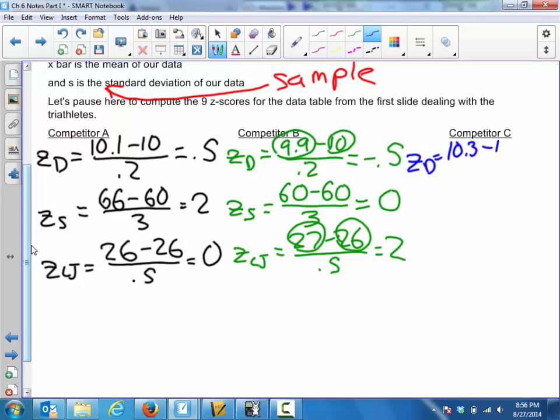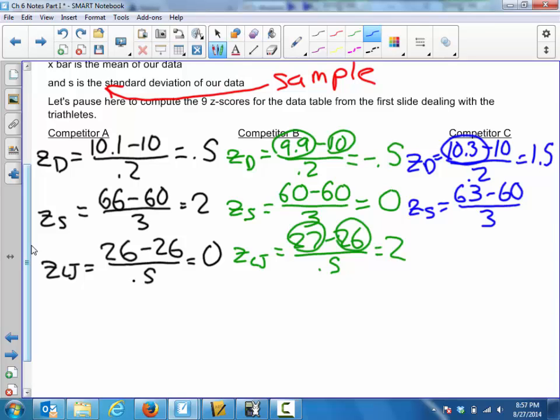We've got competitor Z, who has a dash time equal to 10.3 minus the mean of 10, divided through by 0.2, which is the sample standard deviation. There's 1.5. So this last competitor actually did really poorly in the 100-meter dash. You would think maybe intuitively positive numbers would equate to success, but no, not with it being a dash. 10.3 is a slow time compared to the pack.